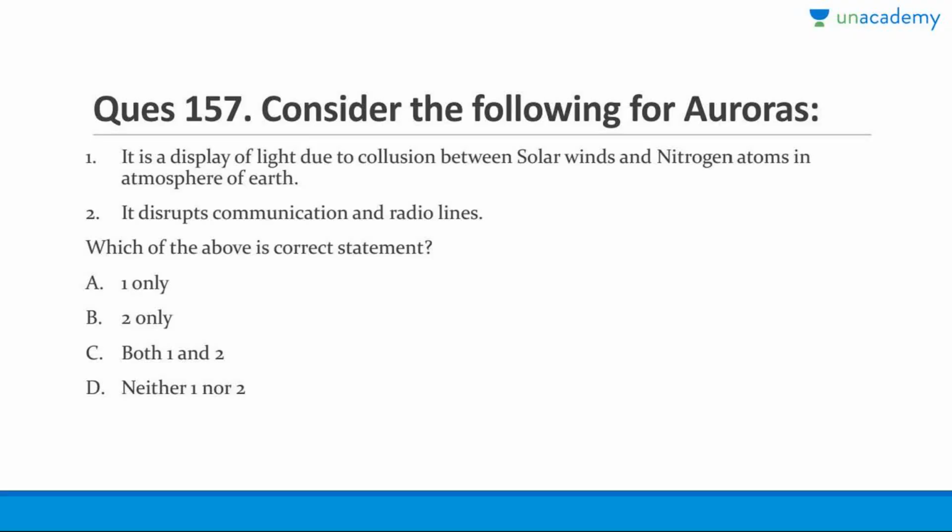Okay. Question 157. Consider the following for auroras. It is a display of light due to collision between solar winds and nitrogen atoms in the atmosphere of Earth. This is correct. It disrupts communication and radio lines. So this is also correct. Power lines also. Answer is C, both 1 and 2.